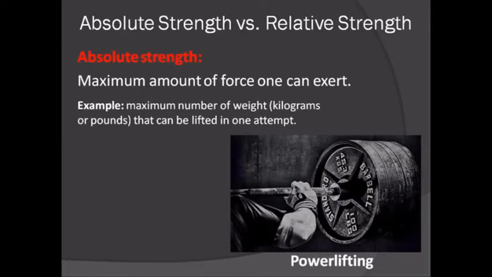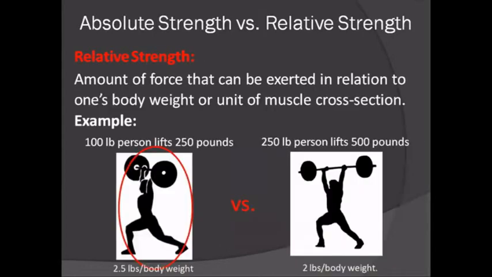And the best sport example for absolute strength is the sport of powerlifting and Olympic weightlifting. So this is a sport in which a person attempts and successfully performs lifting a weight at its maximum with all his or her efforts.